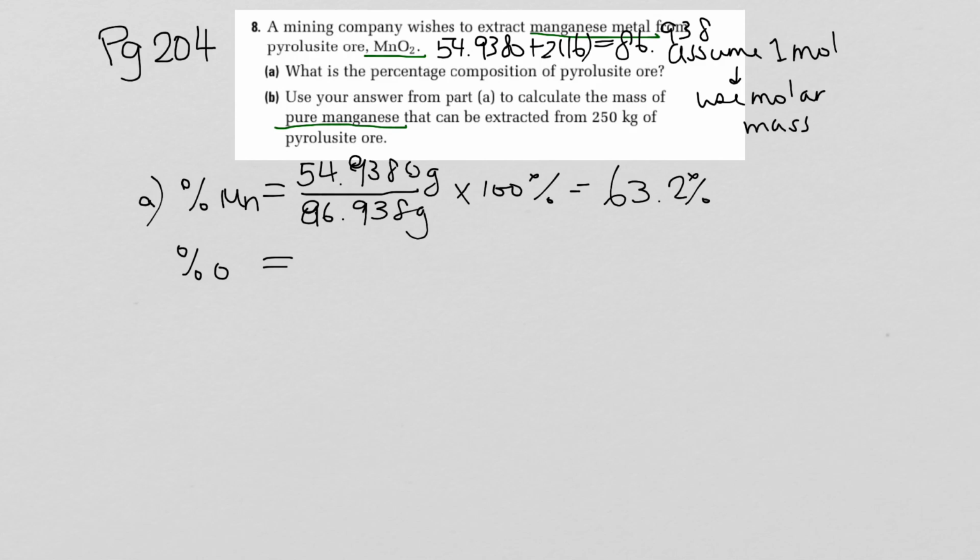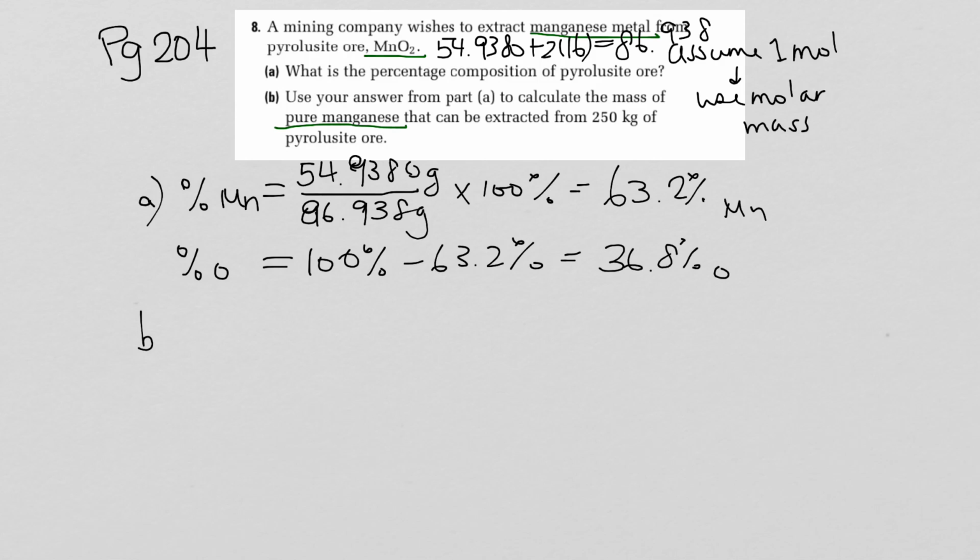63.2%, which means that oxygen is the remaining, so we can take 100% minus 63.2%. That would give us 36.8%. So 36.8% of the mass is made up of oxygen, and then 63.2% of the mass is made up of manganese.